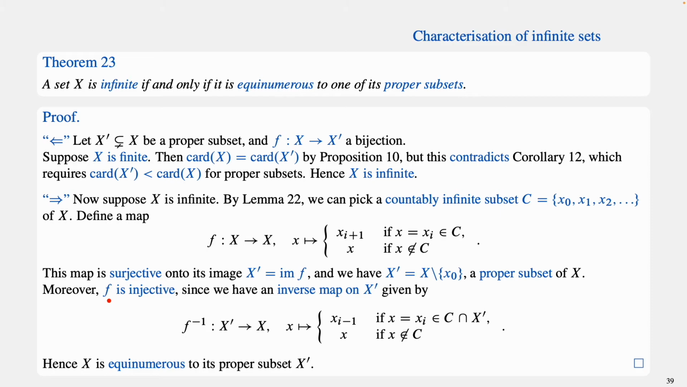Now we show that F is injective as well, and we can see this because we have an inverse map, F to the -1, on the image of F. This inverse map is given basically by shifting back all the xi's to their previous values. So x1 gets mapped to x0, x2 gets mapped to x1, x3 gets mapped back to x2. And all the elements that are not contained in C still get mapped to themselves, so nothing happens with them along the way. And since F is injective and surjective, it is actually a bijection onto X prime. And this means X is equinumerous to its proper subset X prime. This concludes the proof that infinite sets are characterized by being equinumerous to one of their proper subsets.